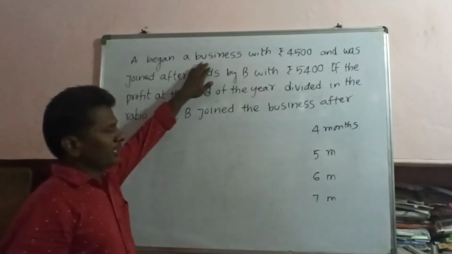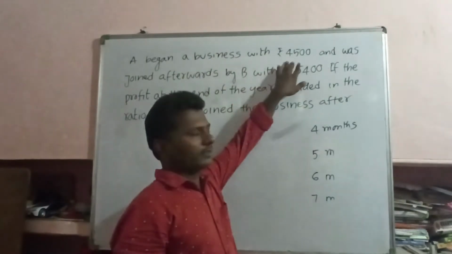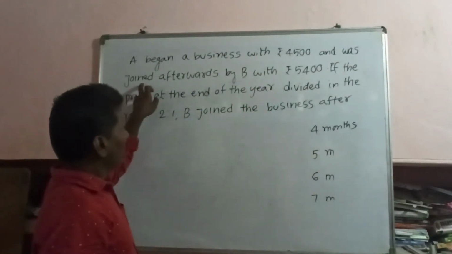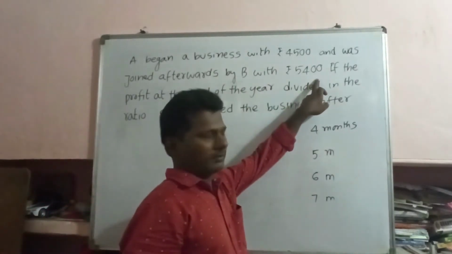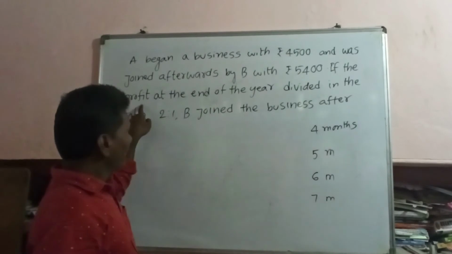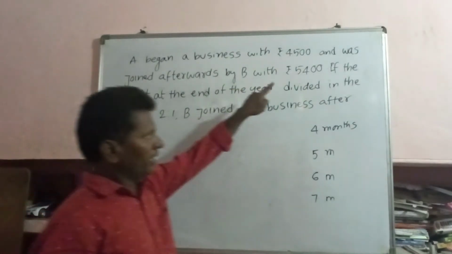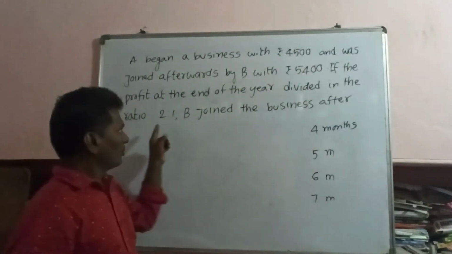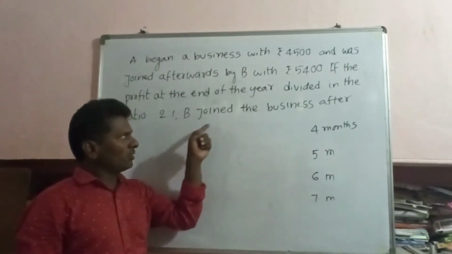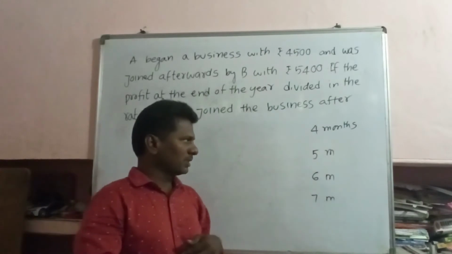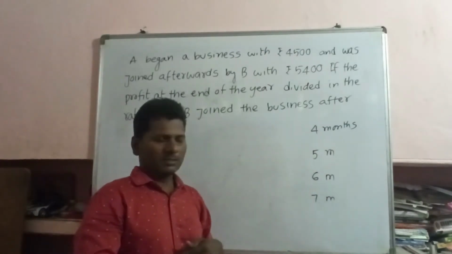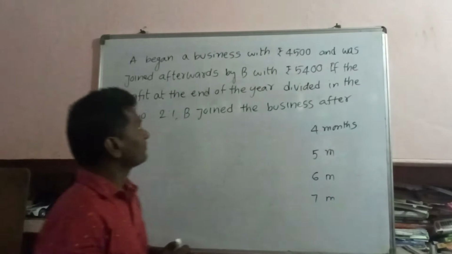A began a business with 4500 and was joined afterwards by B with 5400. If the profit at the end of the year is divided in the ratio 2:1, B joined the business after: first option is 4 months, second option is 5 months, third option is 6 months, fourth option is 7 months.